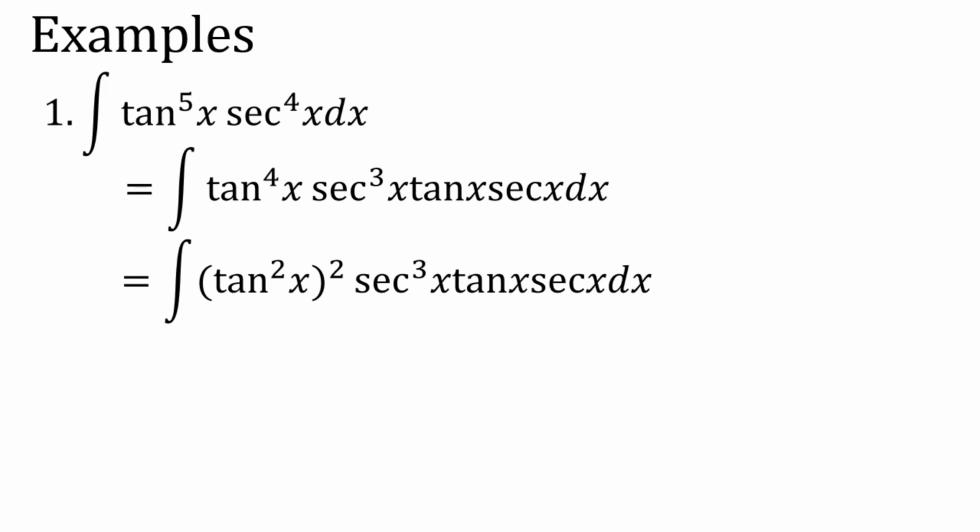But before that, since we are expected to use tangent square x from the Pythagorean identities, just like what we did from our previous given, let us express this as a squared term. So tangent to the fourth x can be expressed as tangent square x raised to 2. Okay, then let's bring down the other factors. So now we have the integral of tangent square x raised to 2 secant cube x tangent x secant x dx.